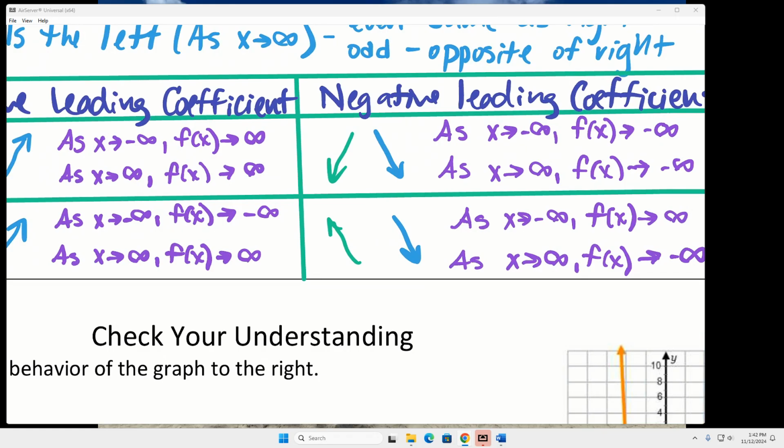So just remember, all you need to make these decisions is to look at the first term, the term that has the largest exponent.